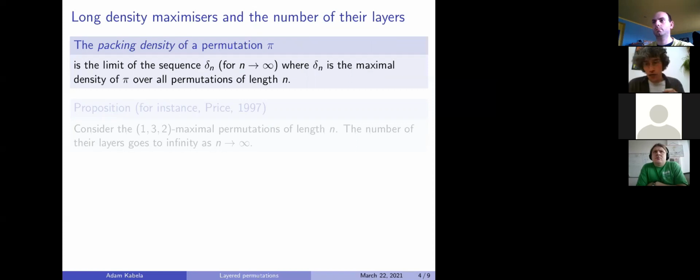And we'd like to think of longer and longer maximizers. So we'd like to think of a sequence of permutations maximizing the density of the pattern, where the length of the permutations in the sequence goes to infinity. So as the length of the permutations goes to infinity, well, the density goes to some constant, and this constant would be called the packing density of the pattern.